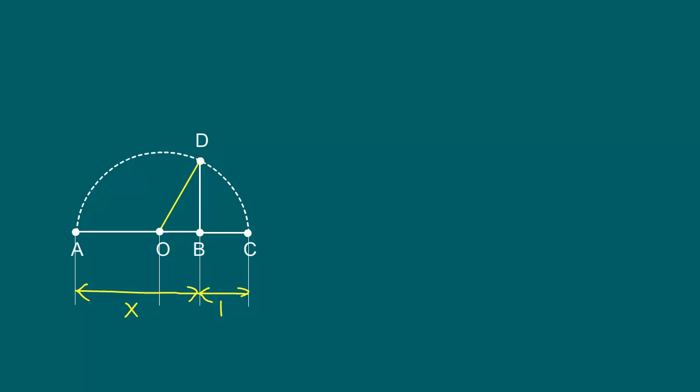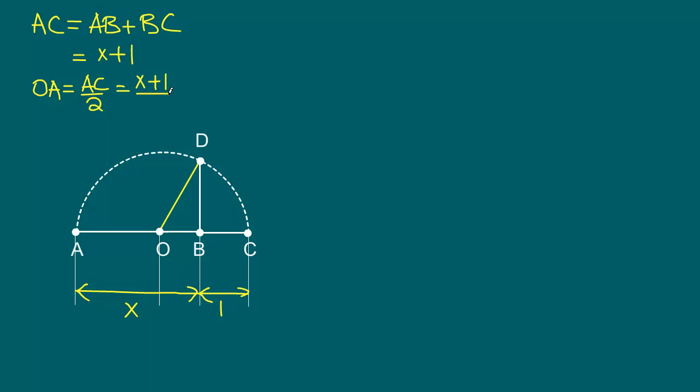Now, what will be AO? Remember, O is the midpoint of AC, right? So AC is this length. So we can say that what is AC? Let's do it over here. So AC is simply AB plus BC, right? Now, in other words, AB is x and BC is 1. So AC really is x plus 1. Now, OA is the midpoint of AC, so it should be AC by 2. Yes? And AC is this, so OA will be (x plus 1) by 2. So we have found out what is AO.